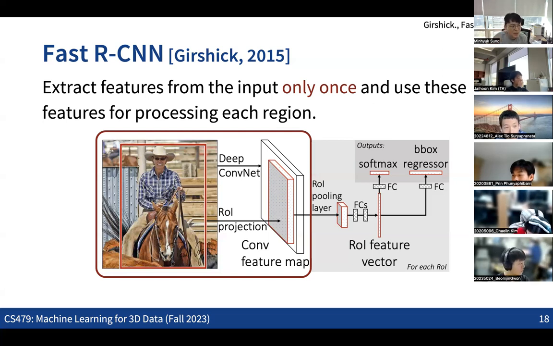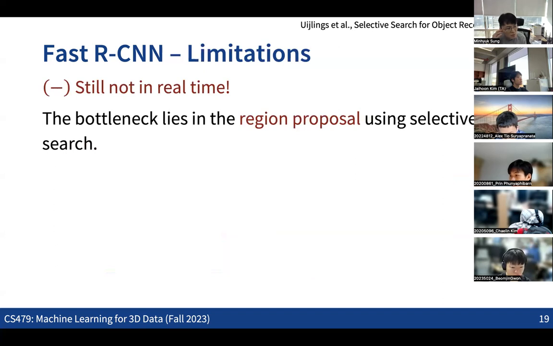This can save some time because we are processing lots of images, but the bottleneck still lies in getting the region proposals. As I said, this is the process of running hierarchical merging of the regions, and that takes some time to get all the proposals. So the next idea was how we can also save time on the region proposals.